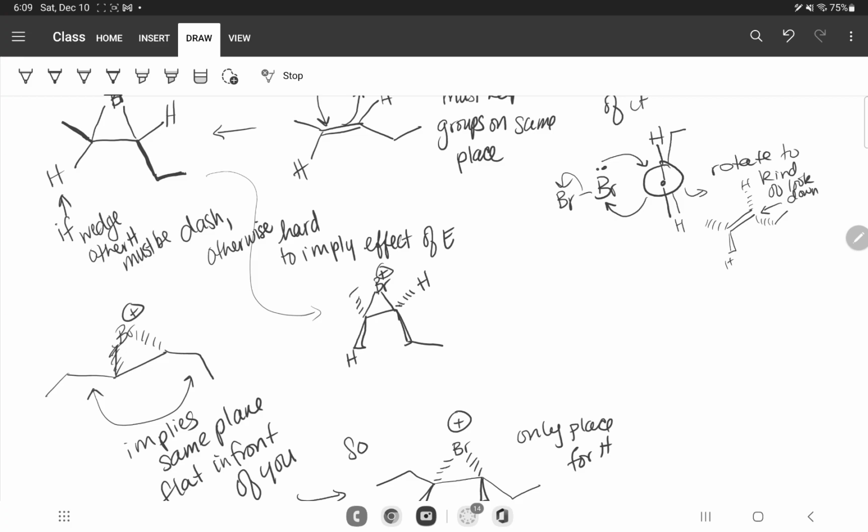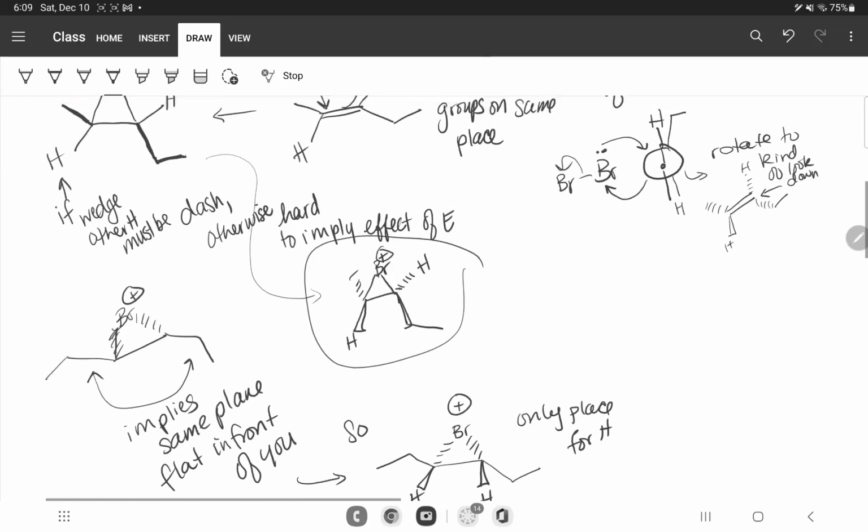So I'm picking the methyl as a dash, so that means the ethyl has to be a wedge. So what happens to the hydrogens? The hydrogen on the same carbon with the methyl has to be wedged then, and the hydrogen on the side with the ethyl has to be dashed. So what lines do I put on the bromine? I put straight lines pointing in the same orientation. So I would draw something like this.